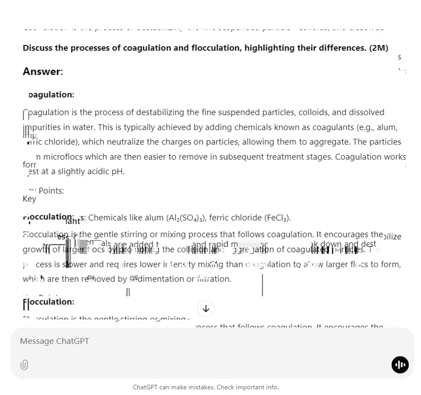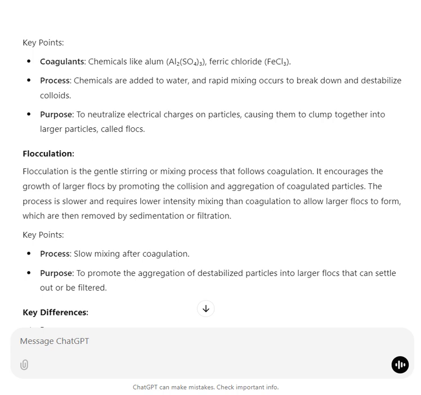Flocculation. Flocculation is the gentle stirring or mixing process that follows coagulation. It encourages the growth of larger flocs by promoting the collision and aggregation of coagulated particles. The process is slower and requires lower intensity mixing than coagulation to allow larger flocs to form, which are then removed by sedimentation or filtration.